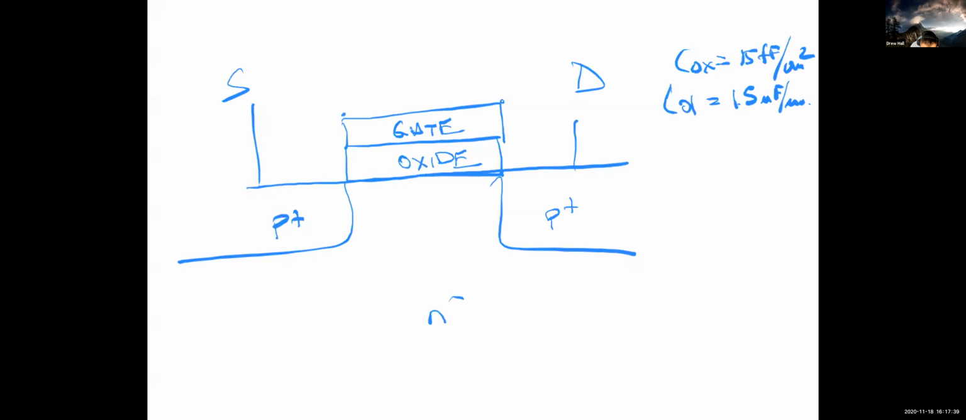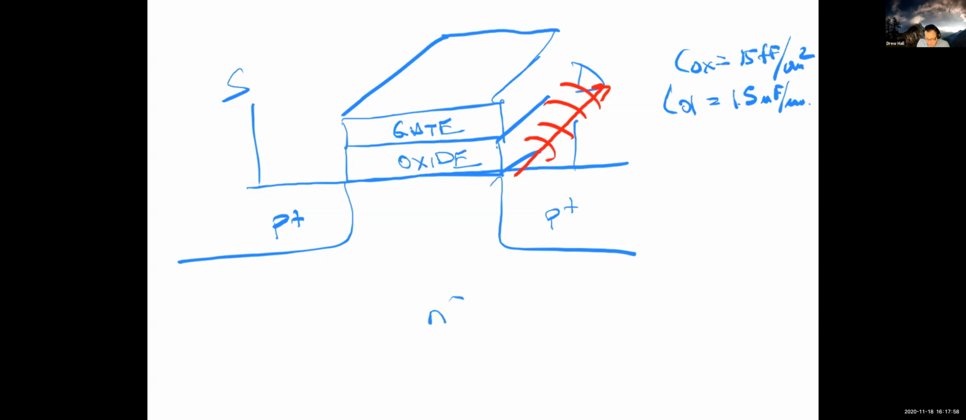And so if you think about this as a 3D structure, which of course it is, the overlap capacitance really depends on how wide the transistor is, right? So in this dimension, I pick up overlap capacitance from how wide this transistor is. And so CGD is equal to the overlap capacitance times the width of the device.